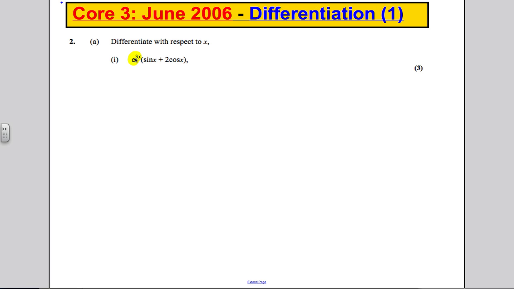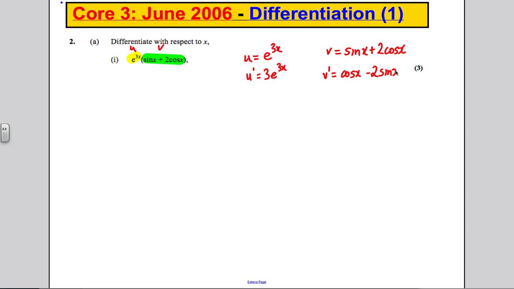Well, first of all, you should notice there's a function of x. And this here is a function of x. So it's a product rule where that's u and that's v. So your u is e to the 3x. Therefore, your u dash is 3e to the 3x. Your v is sine x plus 2 cos x. So your v dash, the differential of this, would be cos x, negative 2 sine x. And you know also that dy by dx by the product rule, this isn't given to you in the formula booklet, is uv dash plus vu dash.